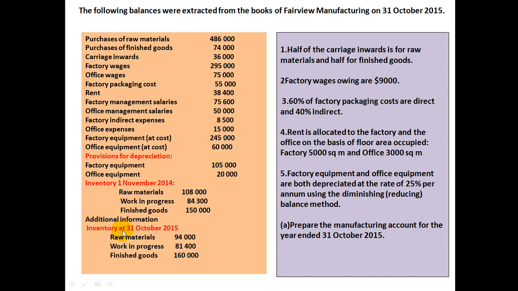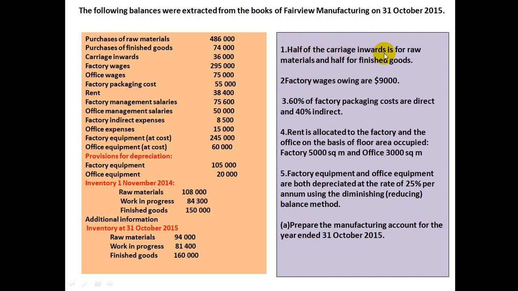Additional information given on 31 October 2015, that means the last day of financial year, raw material, work in progress, finished goods. Because these amounts are given on the last day, therefore these are the ending inventories of these three: raw material, work in progress, and finished goods. More details given to us in question.